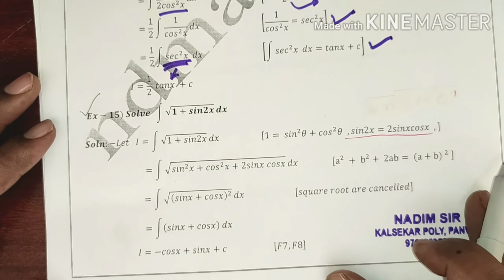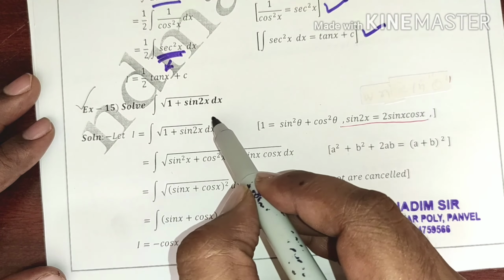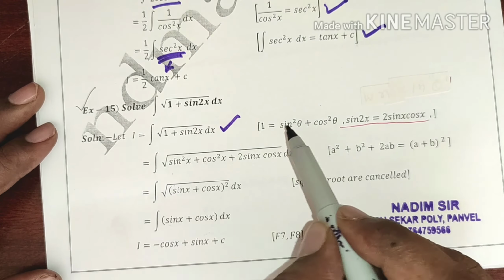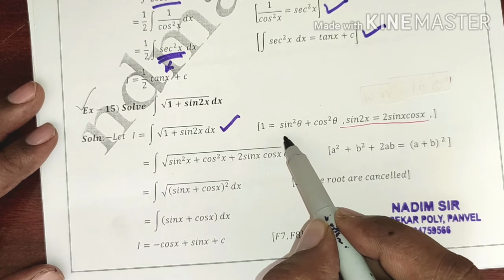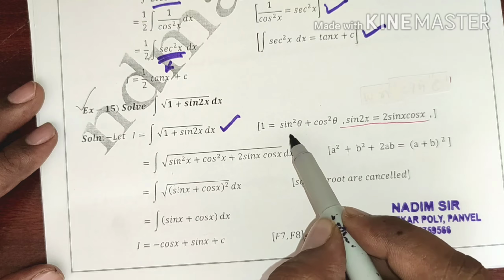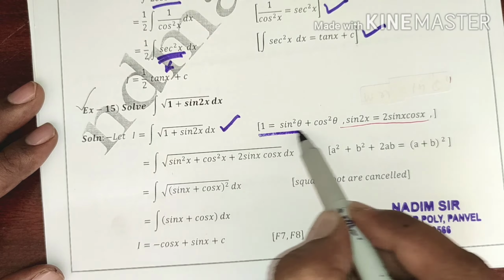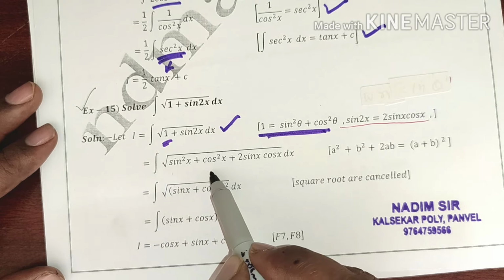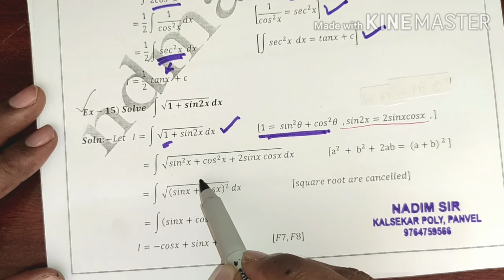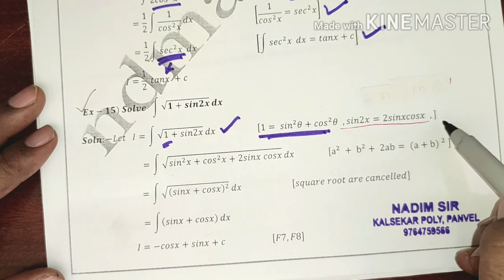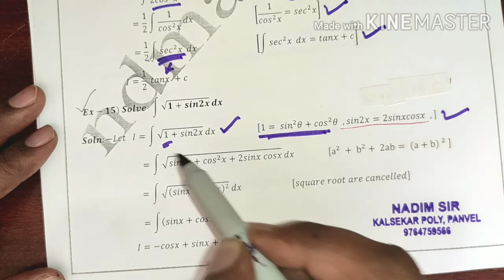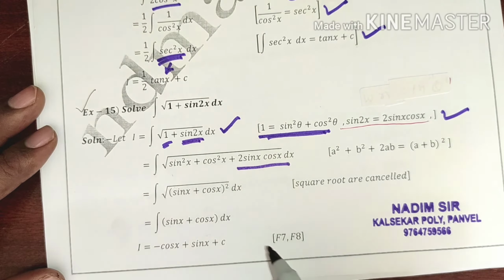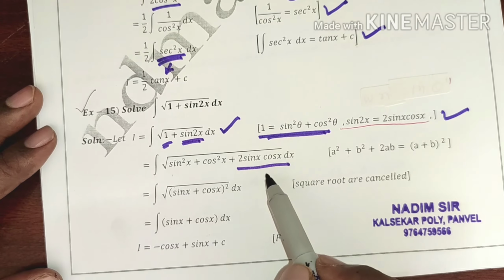See another example. Root of 1 plus sin 2x dx. We write in our solution, and we know the identity: sin square theta plus cos square theta equals 1. This is the identity formula of trigonometry. So we replace this 1 by sin square x plus cos square x. And for sin 2x, we know that the formula of sin 2x is 2 sin x cos x. So we replace sin 2x by 2 sin x cos x.